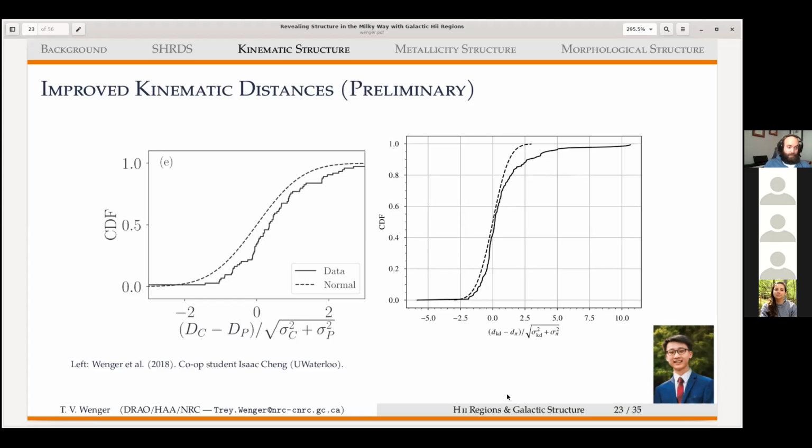But again, this is very preliminary, hot off the presses as of yesterday. And so I'm excited to see where this project goes and what we can learn about the galactic velocity field and how these will end up improving kinematic distances, not only for H2 regions, but also for other gaseous tracers like H1.